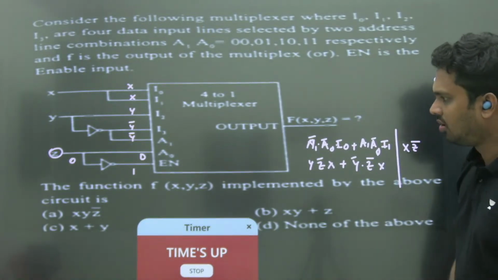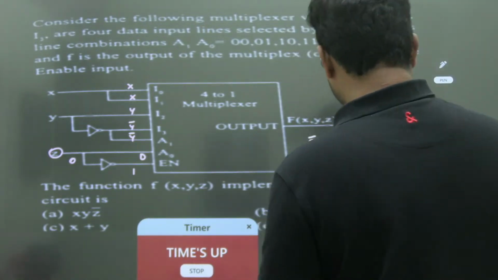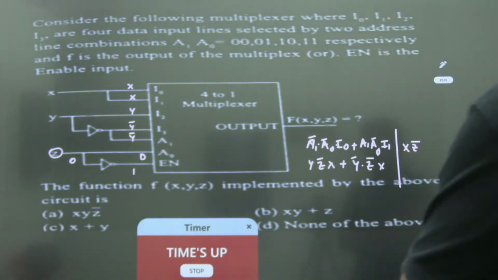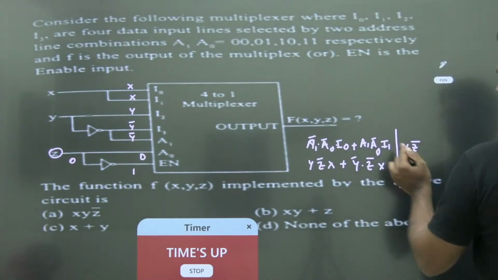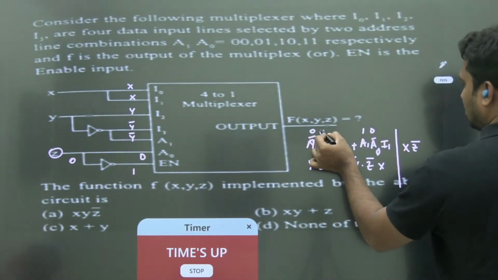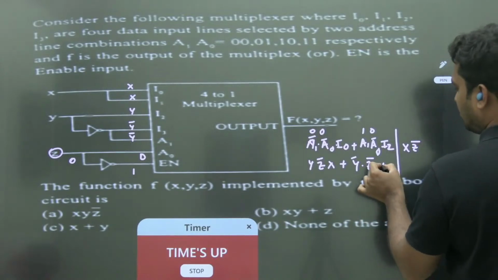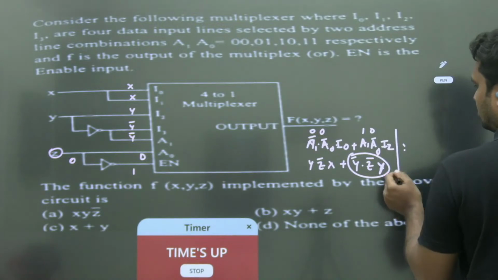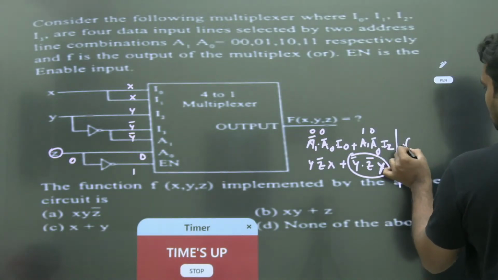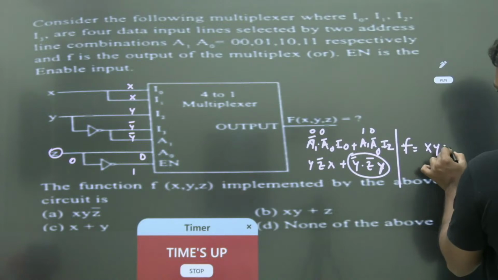क्या हुआ? एक मिनट में चेक कर रहा हूँ. Because when none comes, we should cross check second time also. It is suggestible. 0, 0, 0, 1, 1, 0, na? 1, 0 means it is I2. Yeah, it is 1, 0, na? It is I2. I2 is nothing but y. Y into y bar is 0. So your answer is F equal to x, y, z.